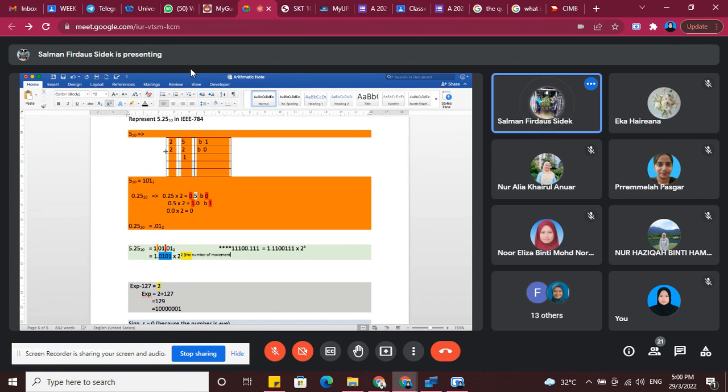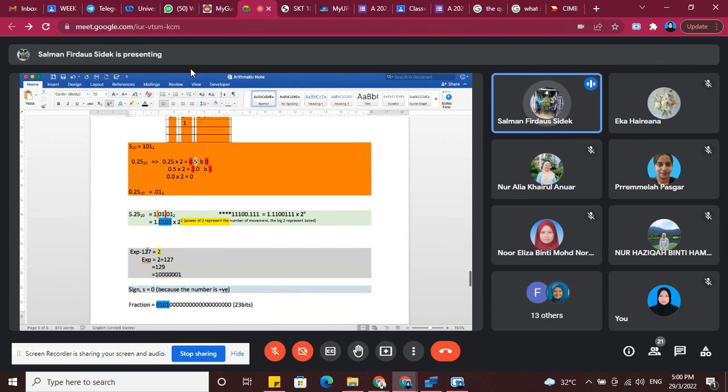So I put here the number of movement. How many steps that you move forward. So 2 is the number of movement. Power of 2. The big 2 represent base. Dua yang besar ni represent base, while power of 2 represent the number of movement. Okay. So and then we use this formula.